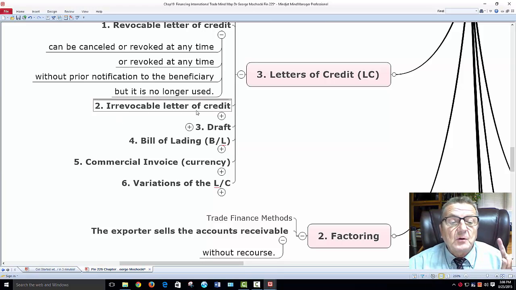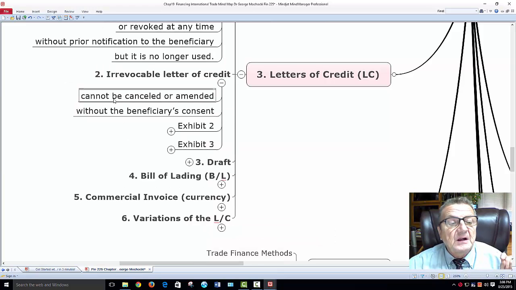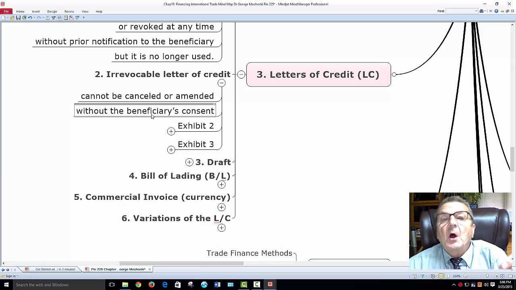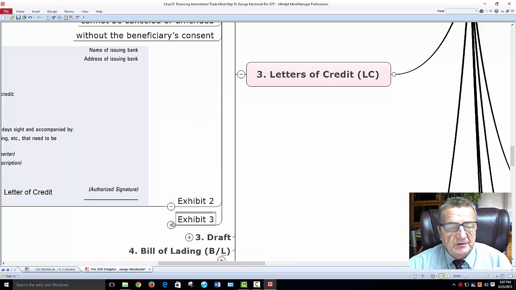Okay, so irrevocable letter of credit was on there. It cannot be canceled or amended without the beneficiary's consent. So now it's both of us. If we're going to cancel, here's the reason. We're going to raise it. We'll at least give you notification. Depends on your terms and conditions. And here's some examples of two of them.